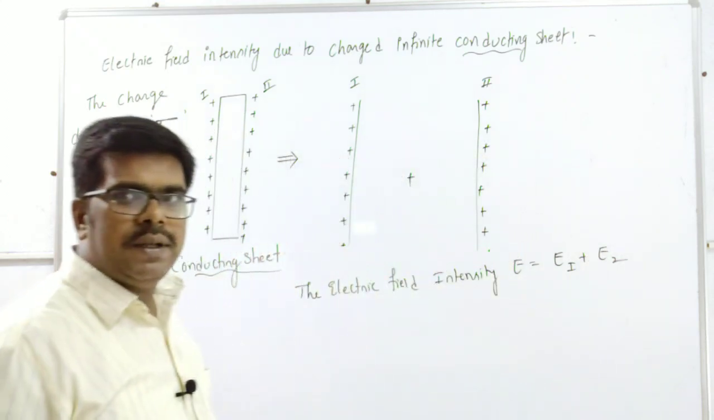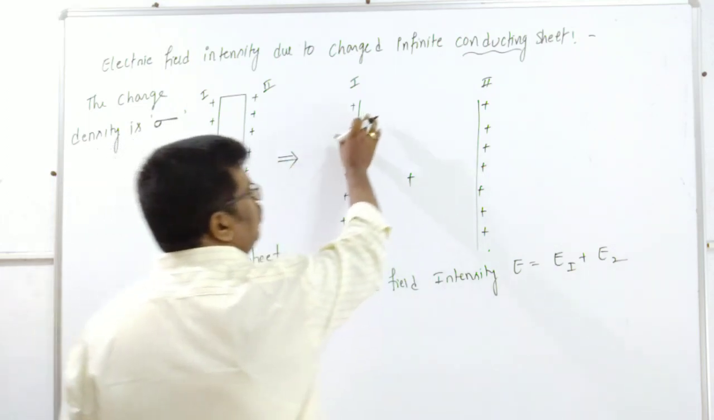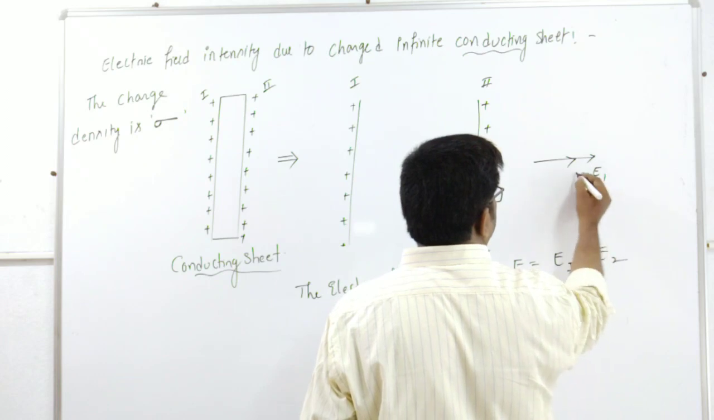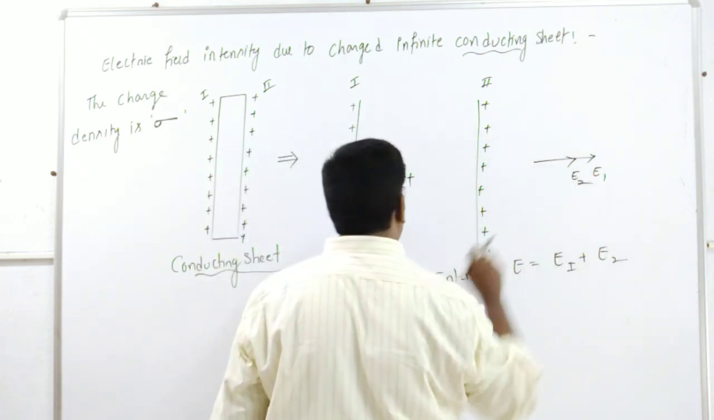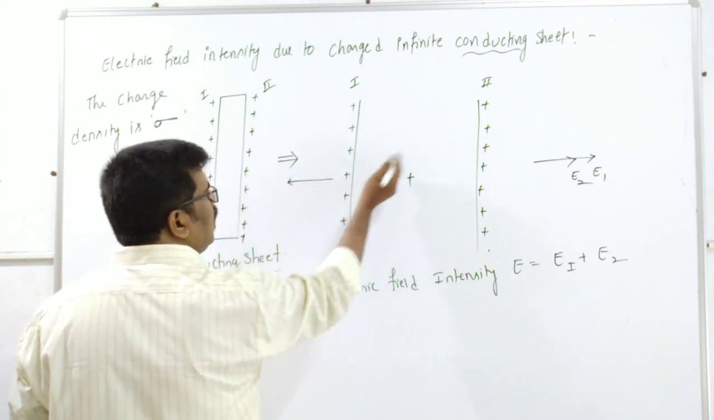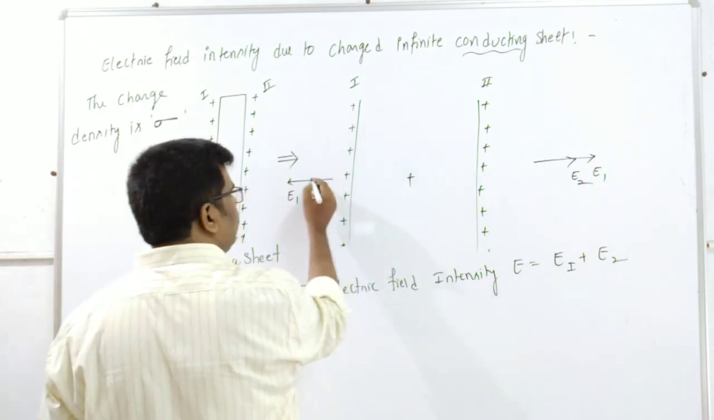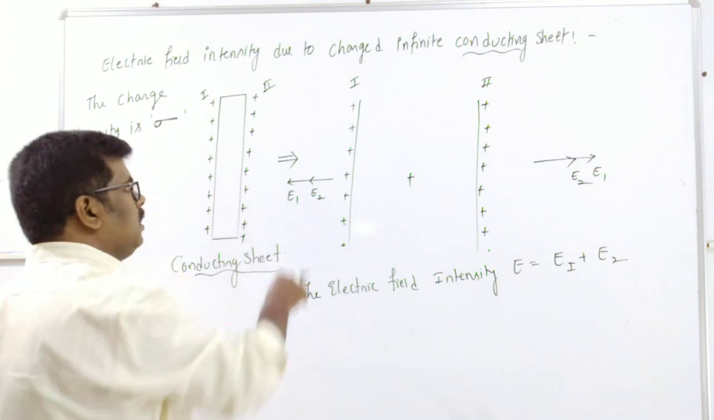Why we are writing E1 plus E2 here is, if you take either the right hand side or the left hand side, due to these two you have electric field intensities in the same direction. Due to the first one, away from it; due to the second one, away from it. Similarly, if you take the left side, the electric field intensity due to the first plate is away from it, and due to the second plate is also away from it. So both are along the same direction.